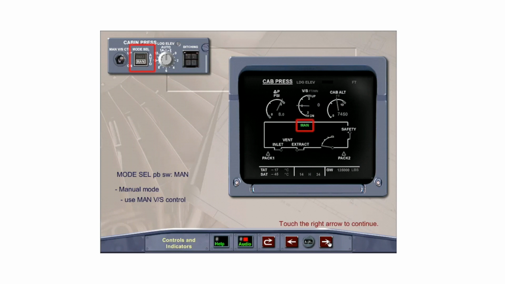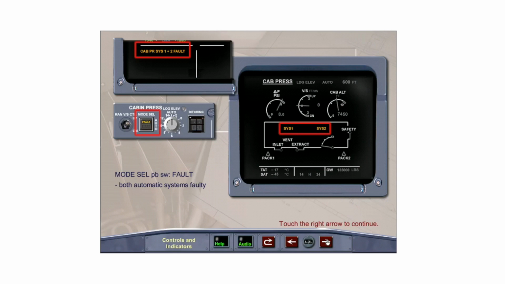Selecting the Mode Select push-button switch to the manual position allows the crew to use the manual vertical speed control toggle switch to control the pressurization. The Mode Select push-button switch will indicate fault in amber with an ECAM warning if both automatic systems are faulty.